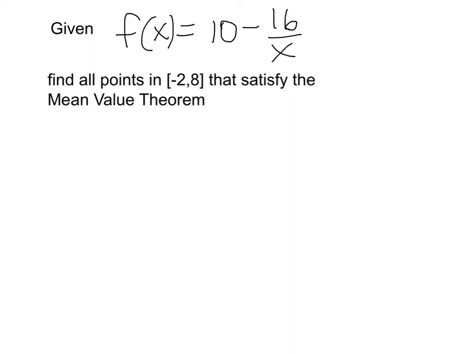Given the function f of x is equal to 10 minus 16 over x, find all of the points in the interval from negative 2 to 8 that satisfy the mean value theorem.